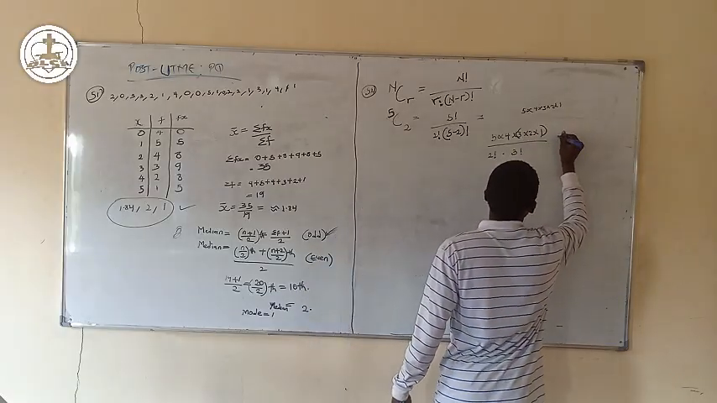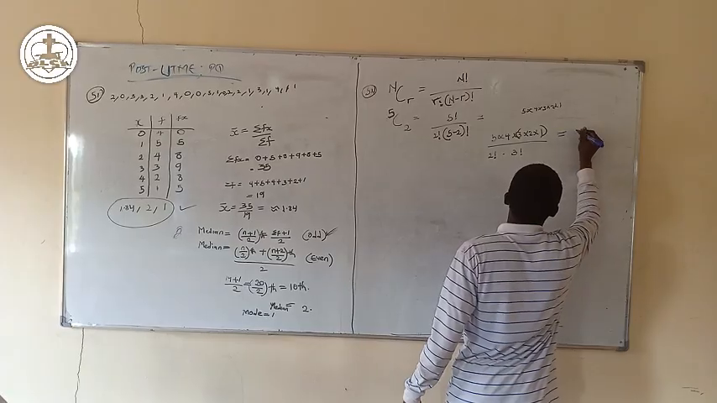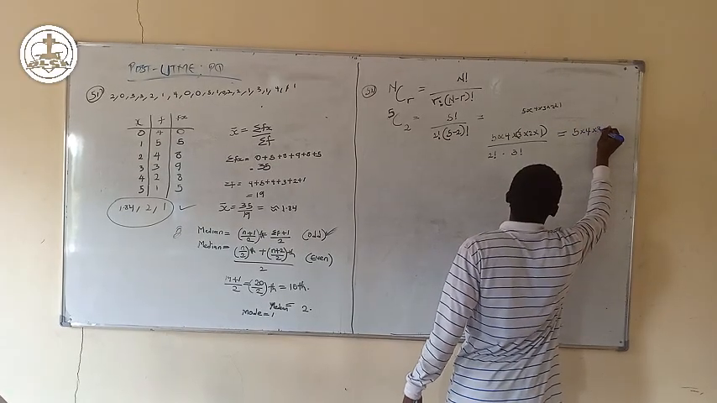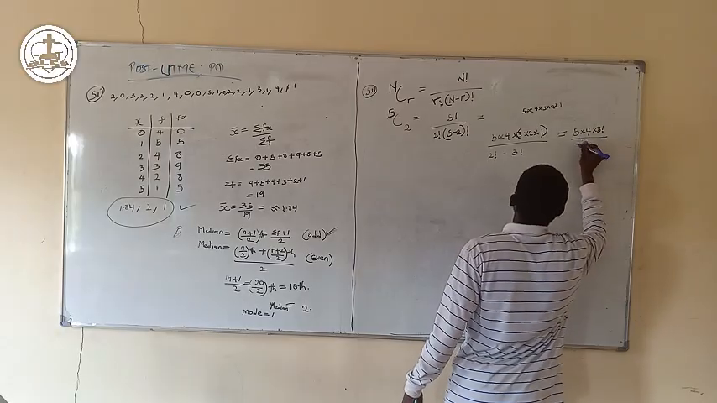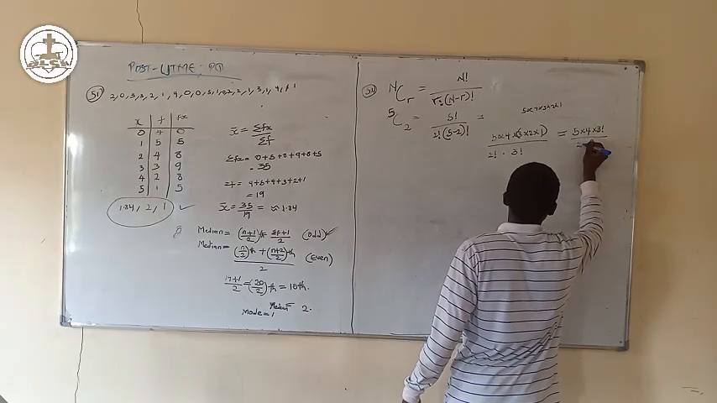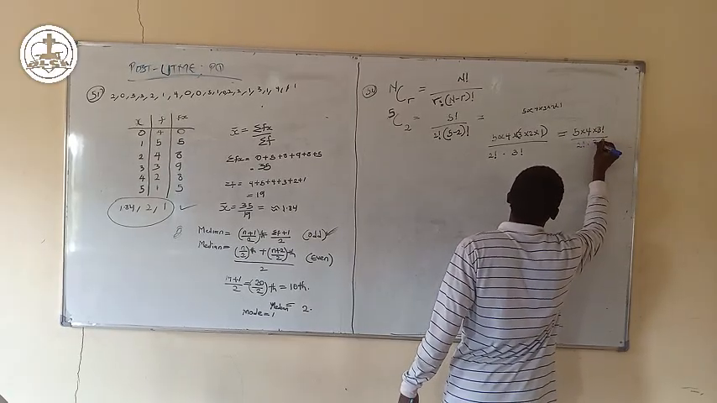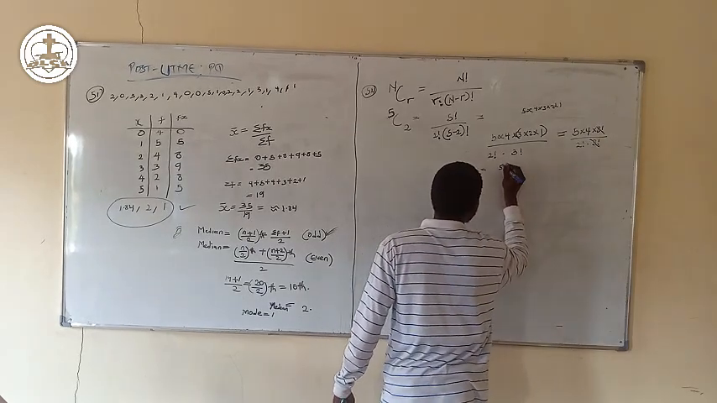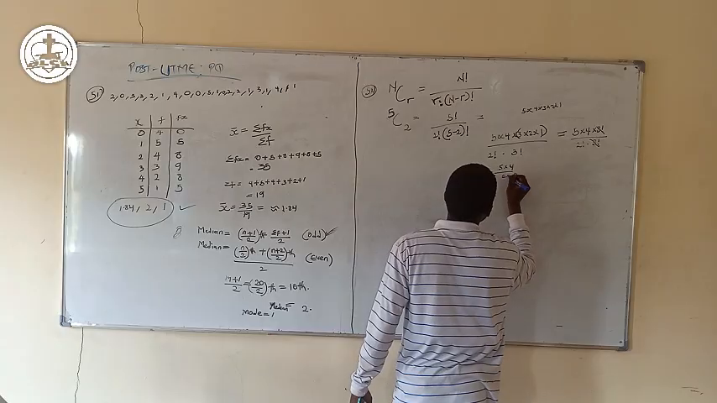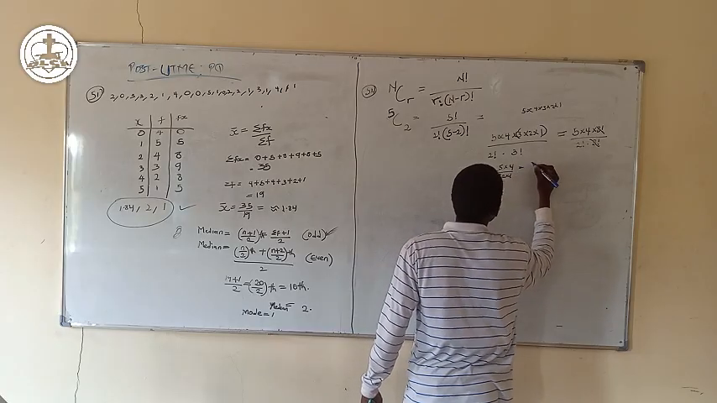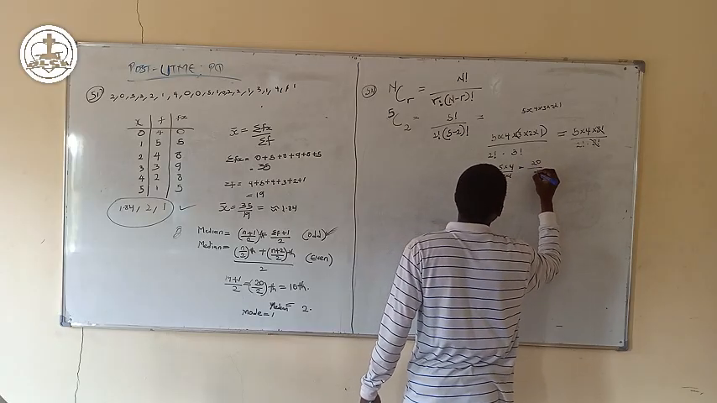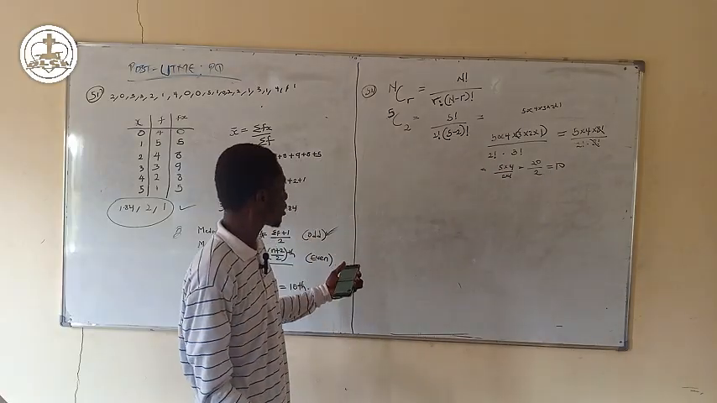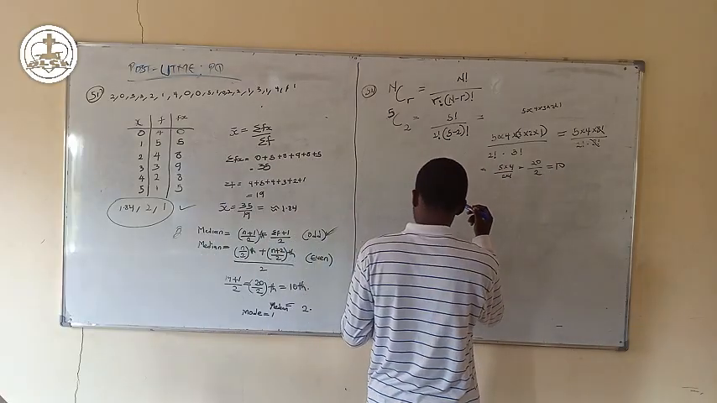Since they can cancel each other, to make things easier for myself, I write 5 times 4 times 3 factorial over 2 factorial times 3 factorial. The 3 factorials cancel. I'll have 5 times 4 over 2 times 1, which is 20 over 2, which is 10. So the answer for this question is 10.